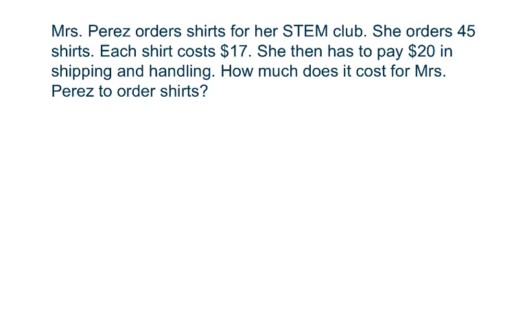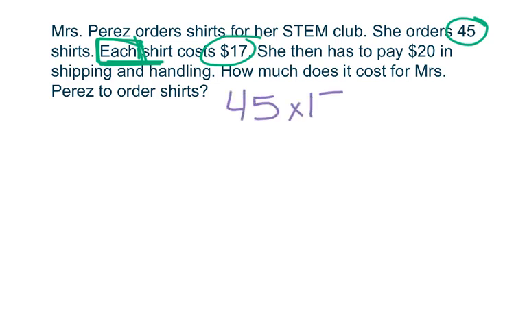So it tells us that she orders 45 shirts, and each word is important. We see that a lot when we're doing some multiplication. That helps us know that we have to do some multiplication. Each shirt costs $17. So that's going to be the bulk of what our problem is. We need to figure out how much the shirts cost. So we're going to be multiplying 45 times 17 to identify how much the shirts cost.